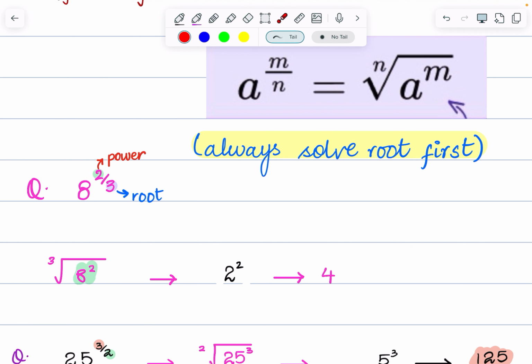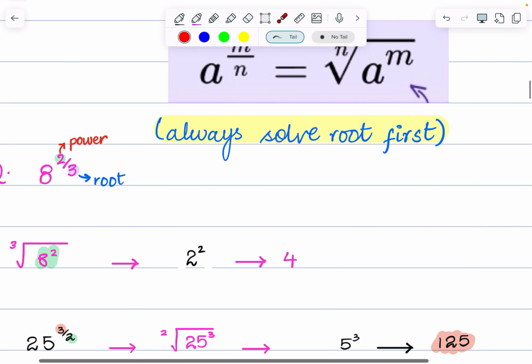Okay, so Q, and for this, once again, you need to learn the perfect squares till 15 and the perfect cubes till 5. I'm emphasizing that. You're going to have a lot of trouble in the non-calculator paper if you haven't learned these. So the cube root of 8 is 2, and the square of that is 4. And so the answer of 8 to the power 2 over 3 is going to be 4. Clear?